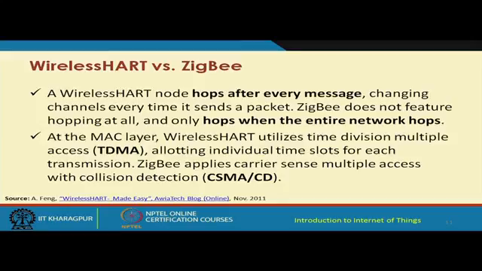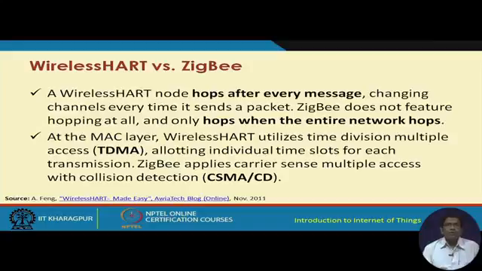So, going back, a wireless HART node basically hops after every message, and that, as I said before, improves the security of the system from being attacked or from unauthorized access to the network. ZigBee does not feature hopping at all, on the contrary, and it only hops when the entire network hops. So, this is one of the prime points of difference between ZigBee and wireless HART.